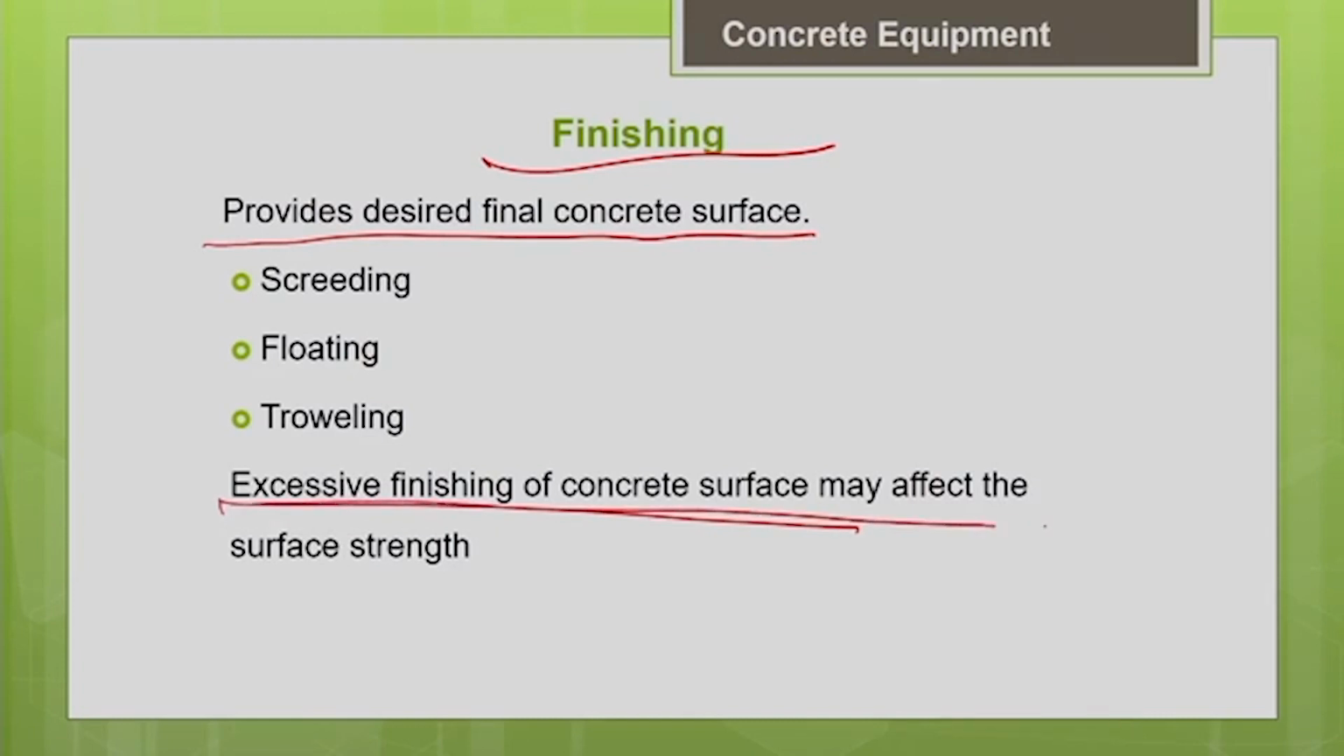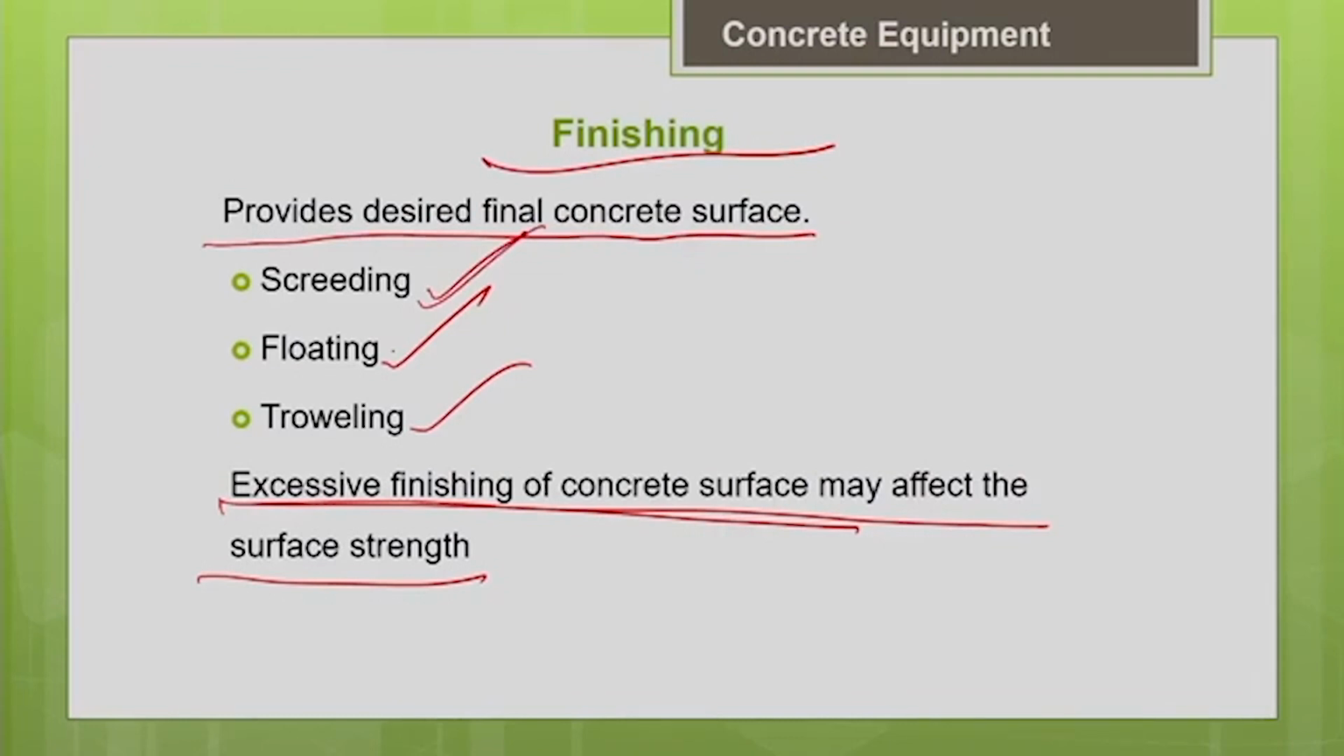Excessive finishing of concrete surface may affect the surface strength, particularly for floor slabs where the surface strength and the wear resistance are very important. We should not manipulate the surface by adding water. Finishing is usually done in stages: screeding, floating and troweling. Generally the actual window for finishing is between the initial setting time and the final setting time.